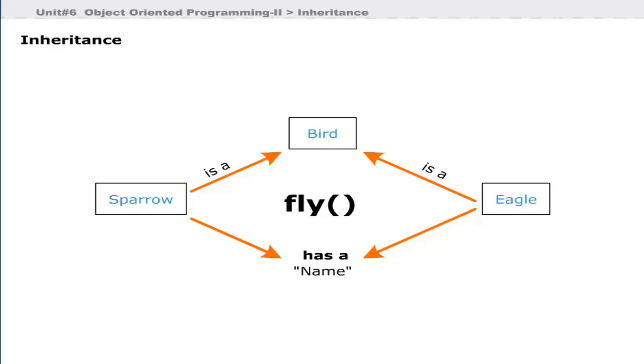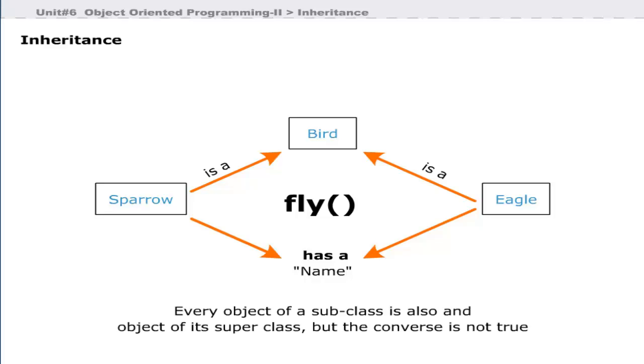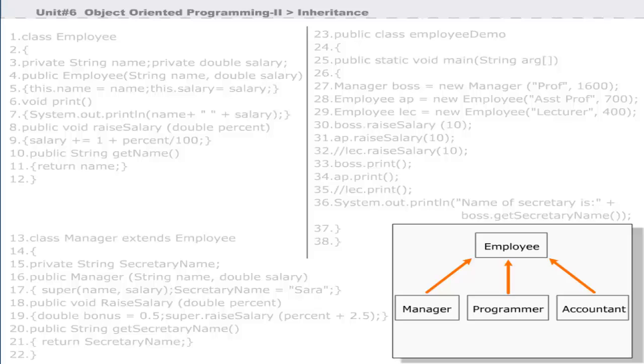In a has-a relationship, a class object has one or more objects of other classes, and it is called composition. For example, a car has wheels, and we use objects of the String class in our classes. It is important to remember that every object of a subclass is also an object of its superclass, but the converse is not true. Now let us see a simple example of inheritance.